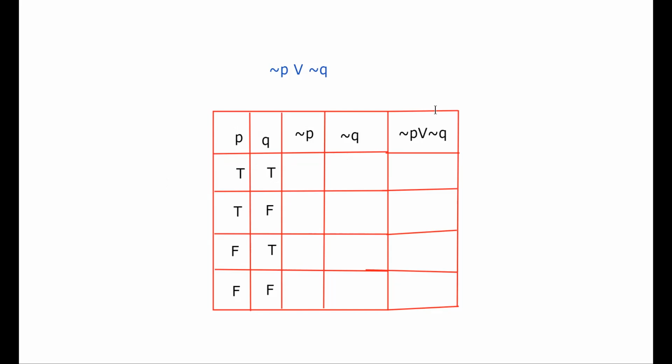Now we know the rest of the columns we have to fill in here. Let's see, we need a not P column, so just take the opposite of the P column. So that's false, false, true, true. Now for the not Q column, ignore everything else except the Q column and just take the opposite of the Q column. So that's going to be false, true. She loves me not. So again, we're just doing one computation at a time.